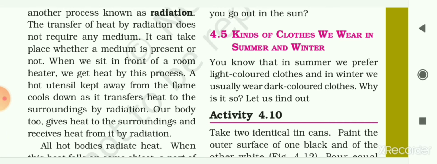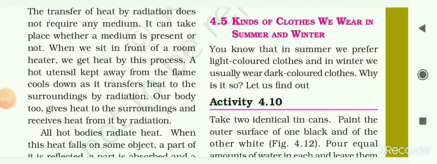And from the sun the heat comes to us by the process known as radiation. That is the third mode of transfer of heat, and for this mode the transfer of heat by radiation does not require any medium. So now in this video we will see the different kinds of clothes we wear in the summer and winter, and woolen clothes that keep us warm in the winter. So now let me start.